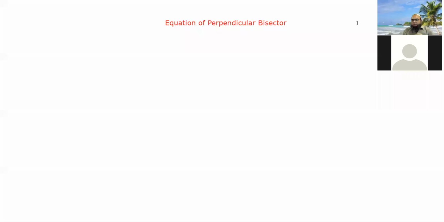Here we go. Okay, equation of a perpendicular bisector. When we say perpendicular bisector, you must be very clear what kind of line this is. Now suppose you have a line, and there is another line like this. Now these two lines are just intersecting each other, okay?